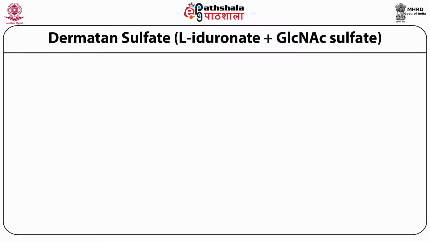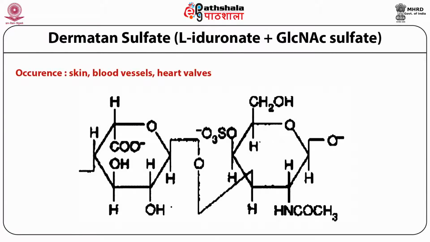Next is dermatan sulfate, which occurs in skin, blood vessels, heart valves, etc. The first unit is linked with the other unit via a beta 1,4 glycosidic linkage. The fifth carbon has an acid group, whereas the second unit has N-acetyl glucosamine at the second position, and at the fourth position a sulfonic acid group is also present in the molecule.